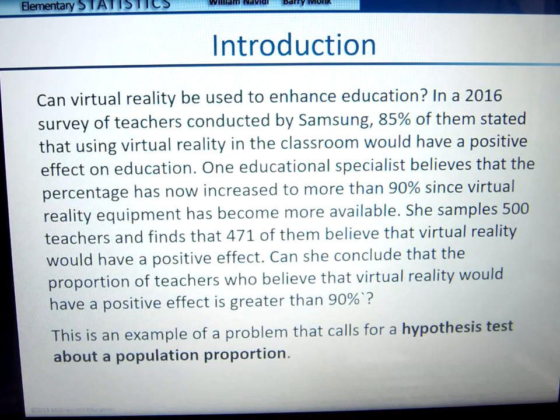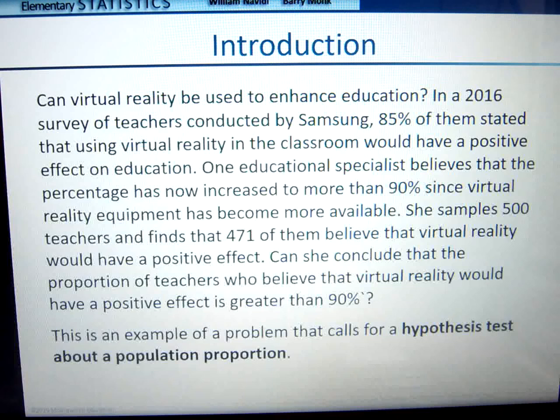Can virtual reality be used to enhance education? I think it's pretty cool. In a 2016 survey of teachers conducted by Samsung, 85% of them said that using virtual reality in the classroom would have a positive effect on education. One educational specialist believes that the percent has now increased to more than 90% since virtual reality equipment has become more available. So she samples 500 teachers and finds that 471 of them believe that virtual reality would have a positive effect. Can she conclude that the proportion of teachers who believe virtual reality would have a positive effect is greater than 90%?